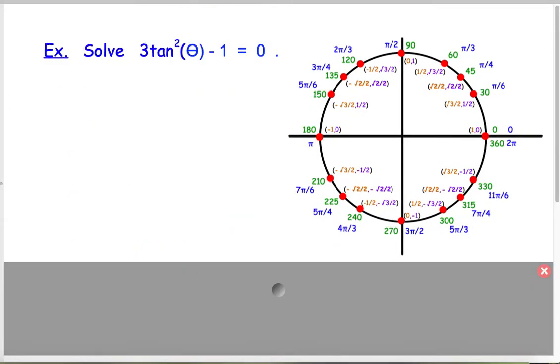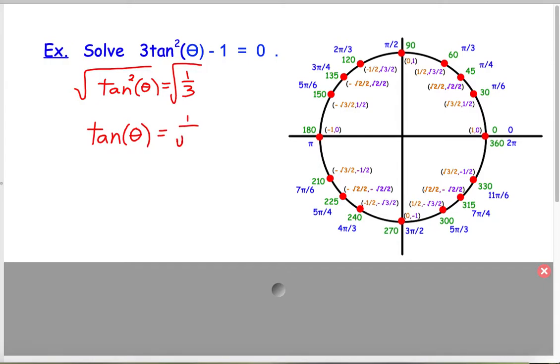Okay, let's look at this one. Finally, we're dealing with something besides sine and cosine. How about 3 tangent squared minus 1 is equal to 0? So the idea is to isolate the trig function. So I'm going to have tangent squared of theta is equal to 1 over 3. And then I'll take the square root of both sides. And I get the absolute value of tangent is equal to 1 over the square root of 3. And so we'll put the plus minus right over there instead of writing out the absolute value.